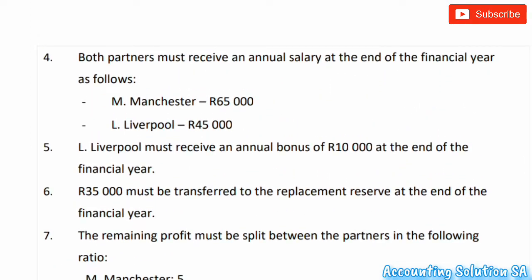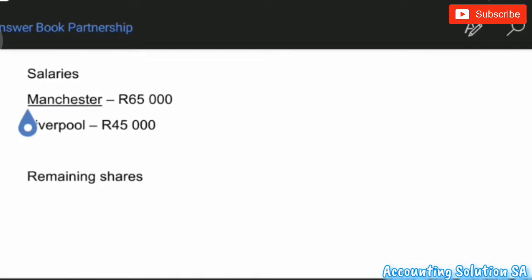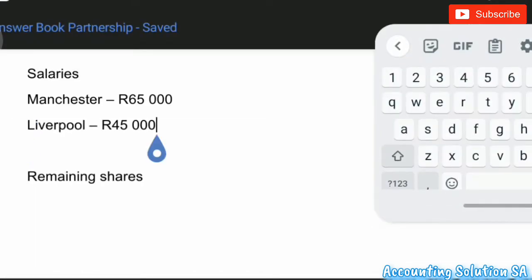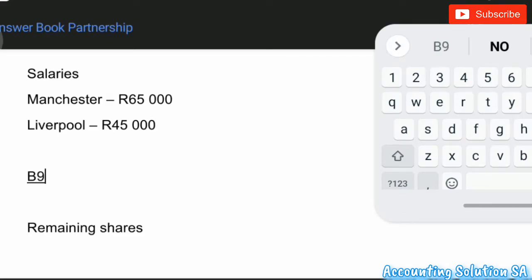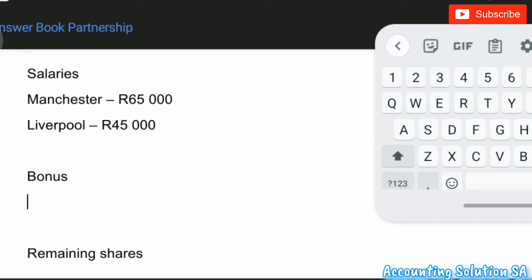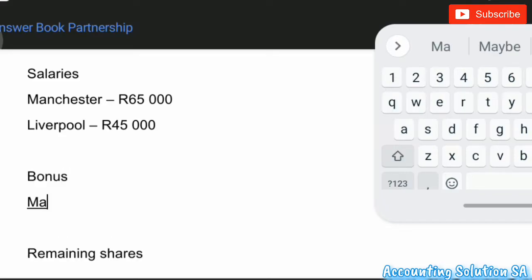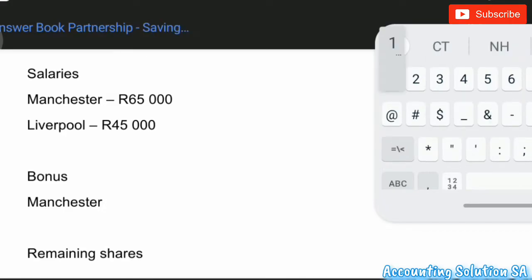Okay, let's take note of the bonus. Under the bonus we found that the bonus amount is only for Manchester, who is going to earn the bonus of 10,000.